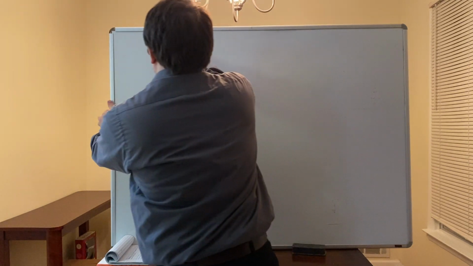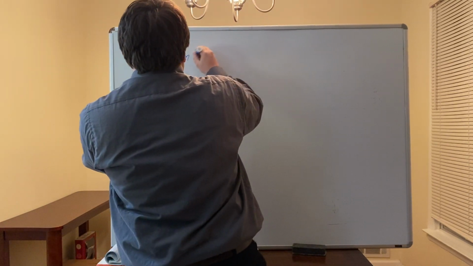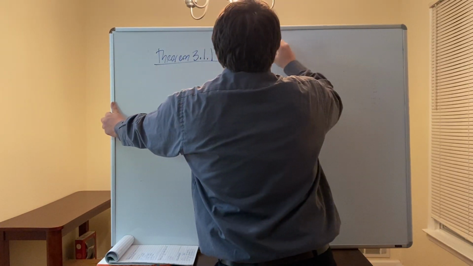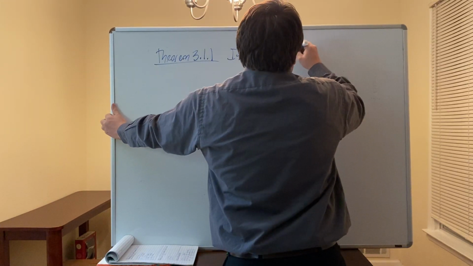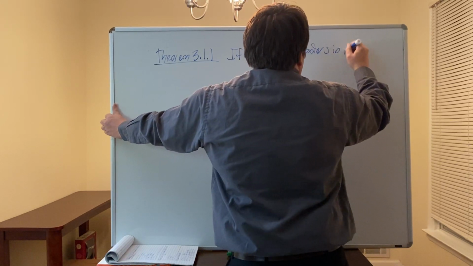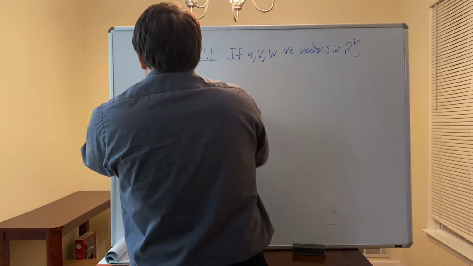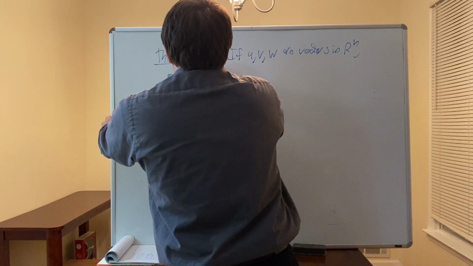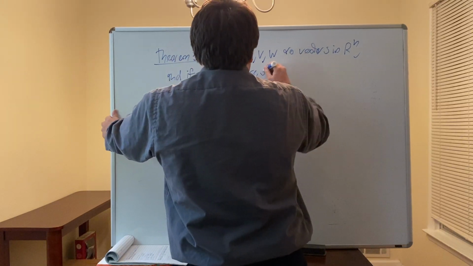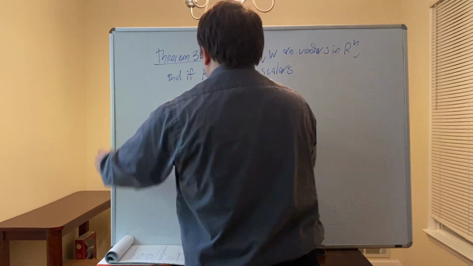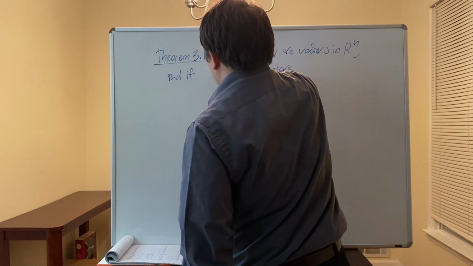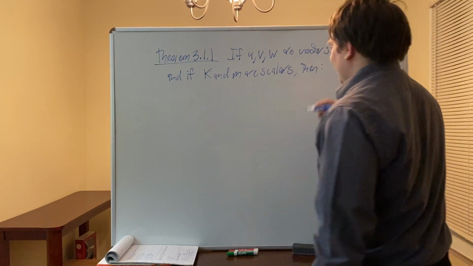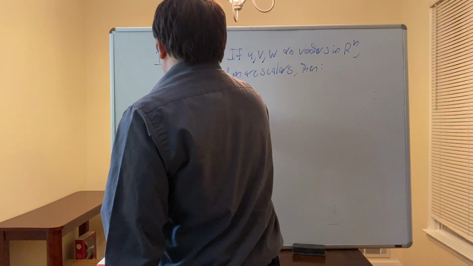Okay, so theorem 3.1.1. If u, v, and w are vectors in n-space, and if little k and little m are scalars, right? So the notation is that we will use lowercase letters for scalars. Then we have these statements.